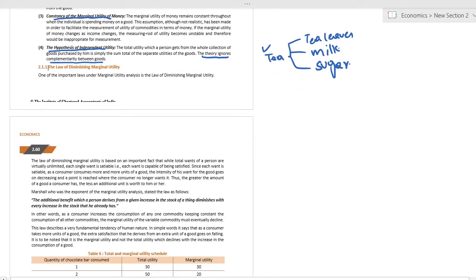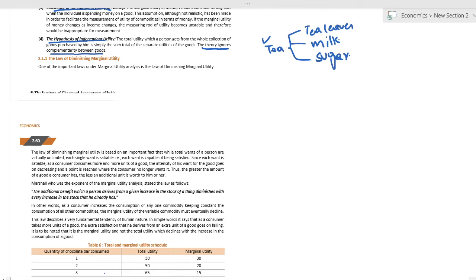The law of diminishing marginal utility says simply, as a consumer consumes more and more units of a good, the intensity of his want for the good goes on decreasing. So here, you are consuming chocolate bars. If you are consuming more and more chocolate bars, you want them less. Also, a point is reached where the consumer no longer wants it.